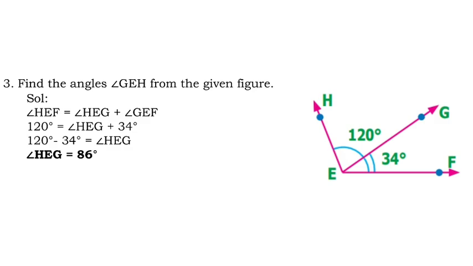Third question, find the angle GEH from the given figure. Solution, angle HEF is equal to angle HEG plus angle GEF. 120 degrees is equal to angle HEG plus 34 degrees. 120 degrees minus 34 degrees is equal to angle HEG. Therefore, angle HEG is equal to 86 degrees.